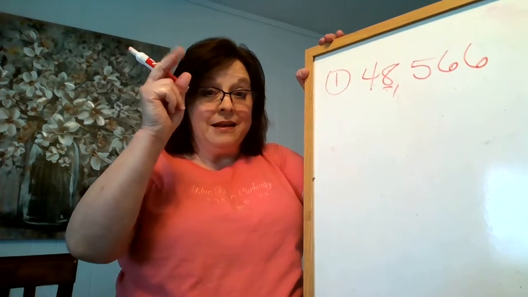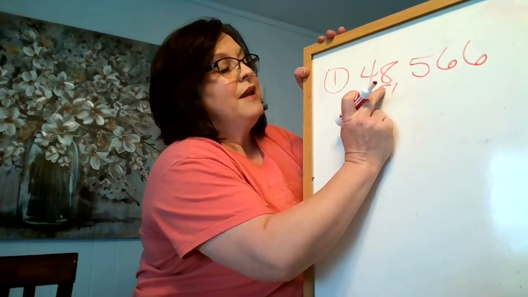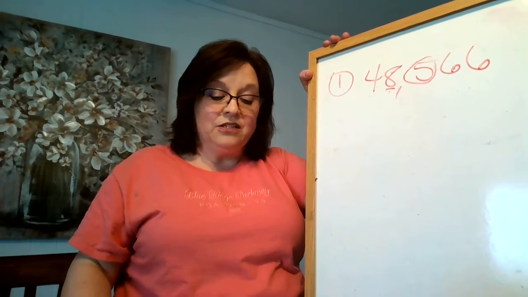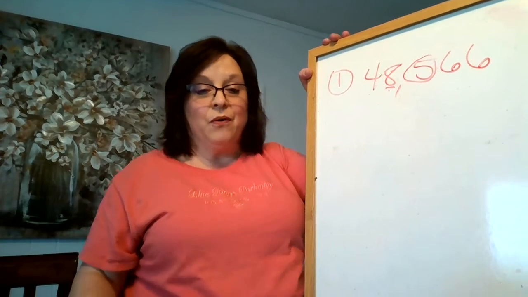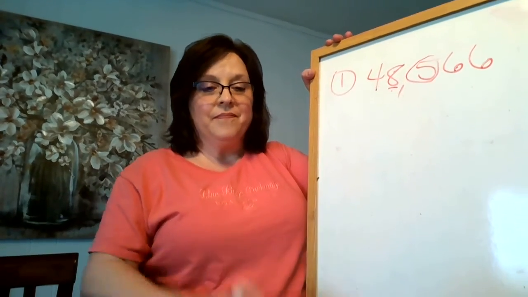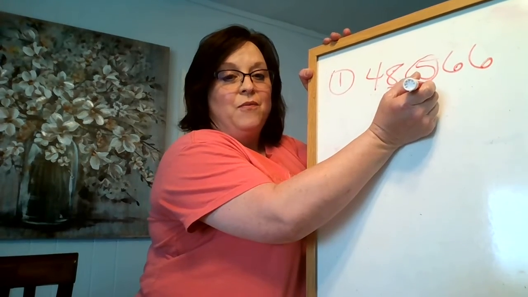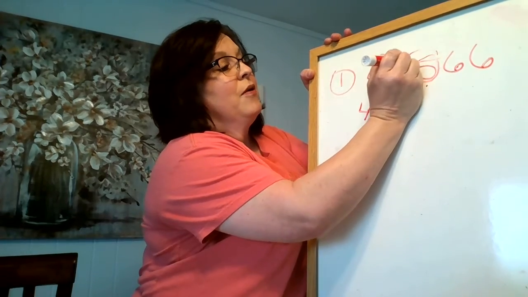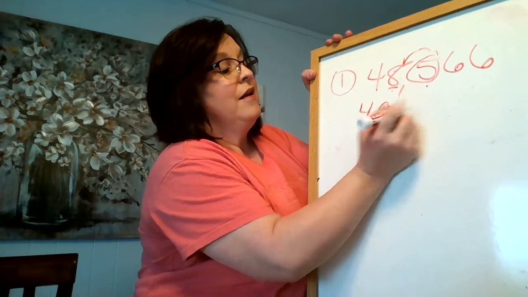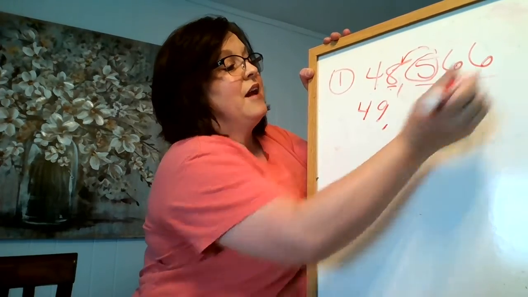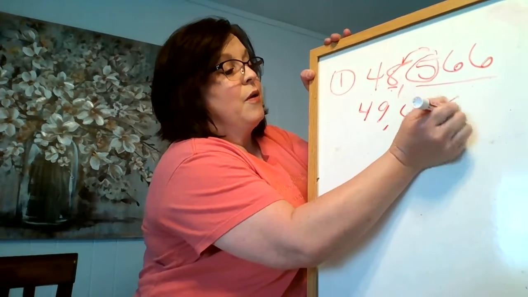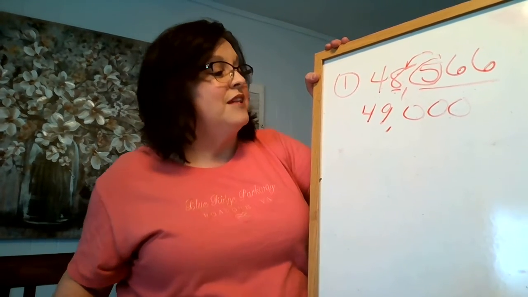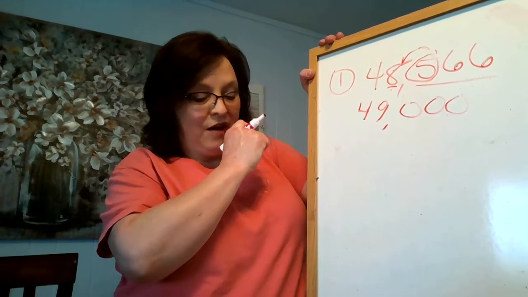Then we're going to circle the neighbor to the right. Our neighbor to the right would be our 5, so we're going to circle that. And then we'll do our little chant: when the neighbor next door has 5 or more, round up. Round up. All right. So is this 5 or more? Yes, it is. So this neighbor makes our 8 become a 9. And this circle reminds us that everything else behind it is a 0. So 48,566 rounded to the nearest thousand is 49,000.